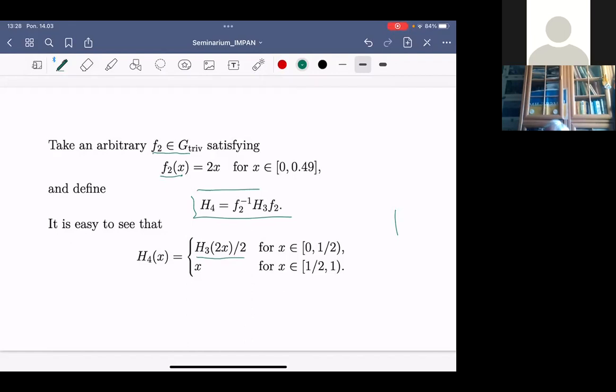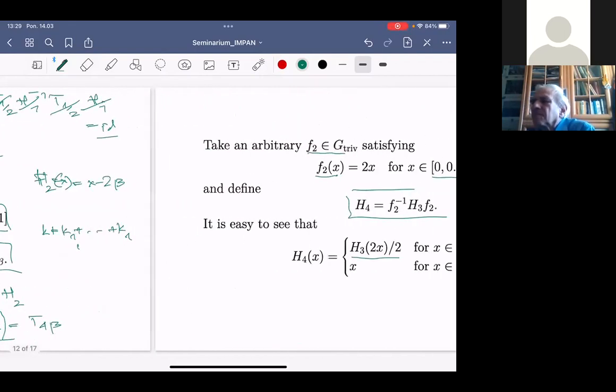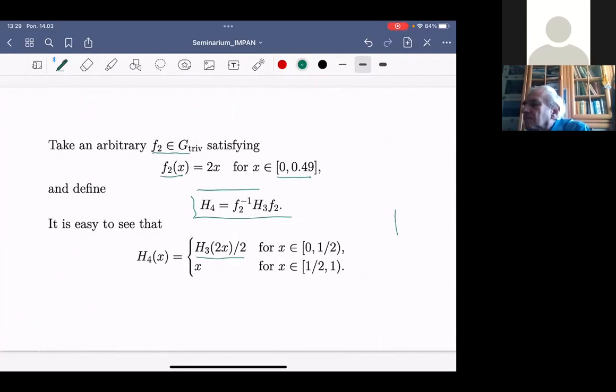This is in fact on the interval from 0 to 0.49, but we assumed that this function is identity if we are beyond this interval. So this will be identity, but this will be again identity. So this is true for all from 0 to 1/2. And here is identity.